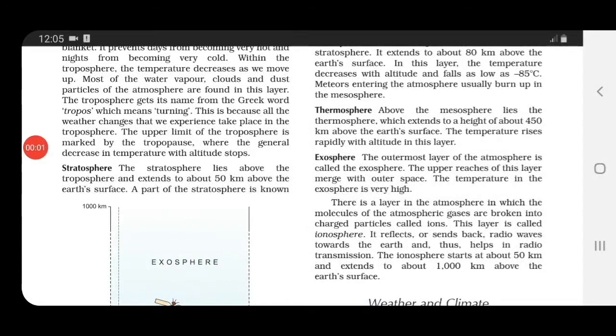Now children, in the next paragraph, they are talking about another layer, that is ionosphere, okay? It starts at about 50 kilometer and extends to around 1000 kilometers above the Earth's surface. And in this layer, children, molecules of atmospheric gases are broken into charged particles, okay? And what are these known as? Ions, okay? And this layer, children, helps in sending back radio waves towards the earth, and therefore it helps in radio transmission.